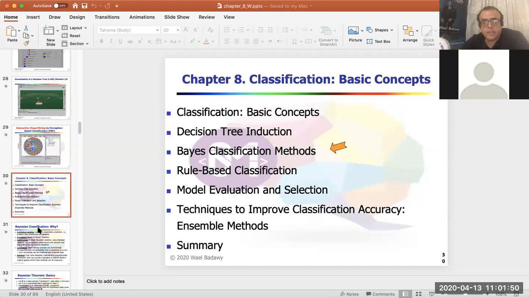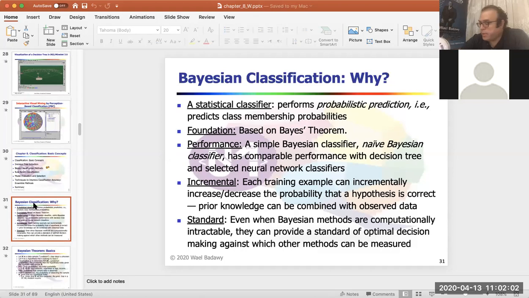So the next section I will talk about is Bayes classifiers, which I call Bayesian classifiers. A Bayesian classifier is a statistical classifier. It's always about the Bayes theory. The naive Bayesian classifier has comparable performance to decision trees. It's incremental, and even if the Bayesian has large computation, there are some ways to optimize it.